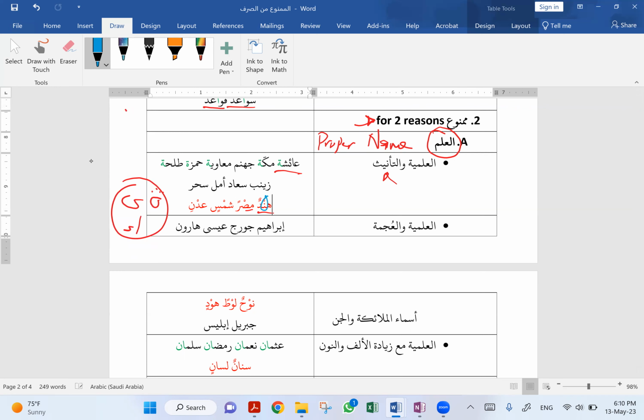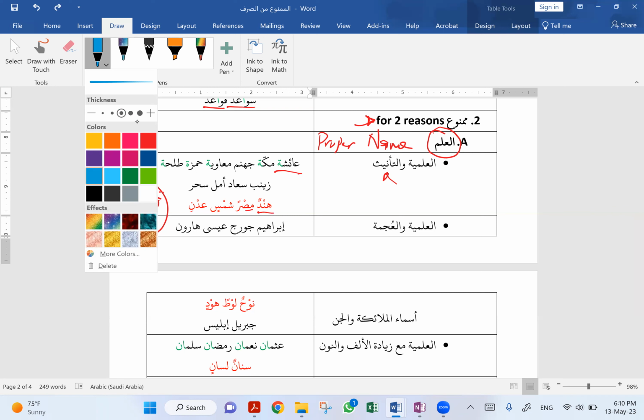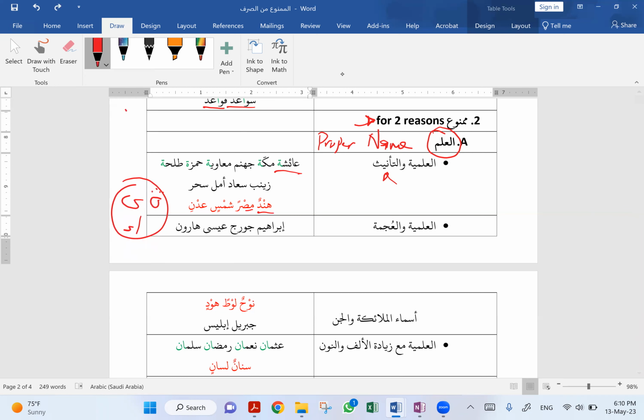Let me just change the color. So you can see the sukun in the middle here. Right? Hindun, Misrun, Shamsun, Adnun. Okay? So there's that sukun in the middle that's making it fully flexible. So whenever you have a word, these are the exceptions. Whenever you have a proper name of a place or a person that is just 3 letters, whether it's a non-Arab name, whether it's an Arab name, whether it's a name of a place, it doesn't really matter. As long as it's 3 letters and there's a sukun in the middle, this is going to be an exception. It's going to be fully flexible.